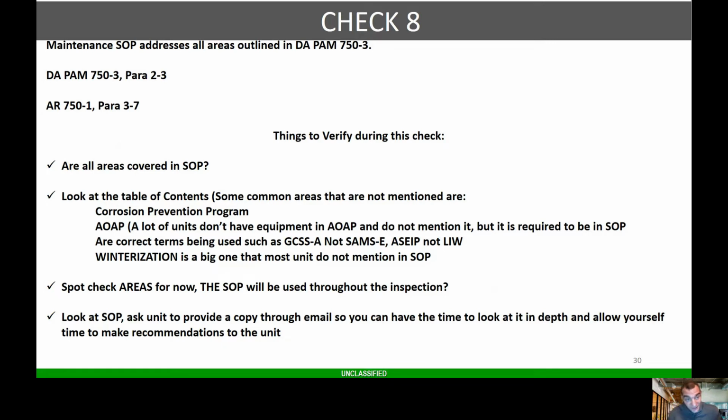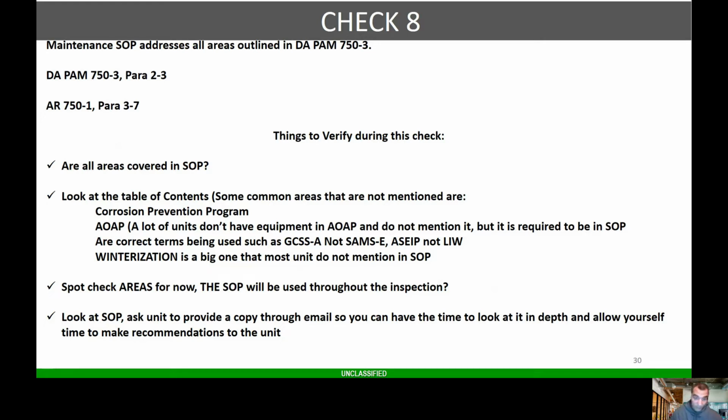So check 8. Make sure the maintenance SOP addresses all areas outlined. You see there's a lot of areas. Things I check for are areas covered in the SOP. I look at the table of contents. Some of the common areas that I see that are not mentioned are corrosion prevention. I don't know why, but a lot of units do not mention corrosion prevention in their SOP. They have no idea what I'm talking about. AUAP: a lot of units don't have equipment in AUAP and do not mention it, but it is required to be in the SOP, so make sure that's in there. Are correct terms being used, such as GCSS-Army, not SAMS, ASIP, not LIW? We want to make sure all the lingo's in there, okay?